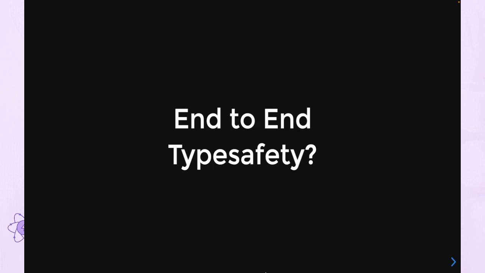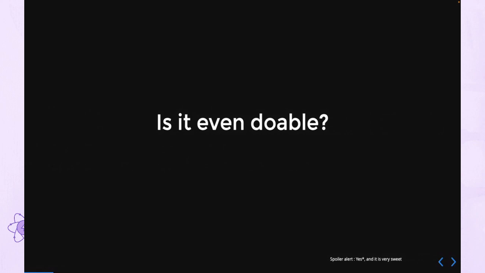Anyways, what we mean by type safety is that at compile time, we can detect errors and we can operate in a type-safe environment, right? For example, if something changes on our server, we have the client respond to that in a compile time environment and not in a runtime environment. So the big question right now is, is it even doable? The spoiler alert: it is, and it is very sweet. It is, yes, with an asterisk, because there is a caveat to this.